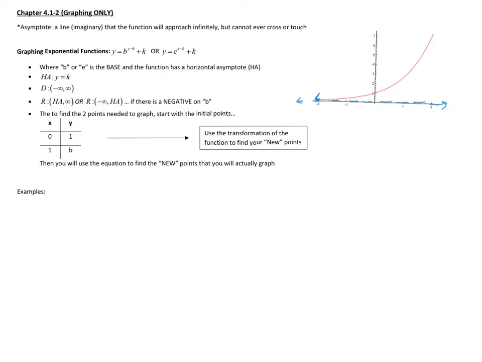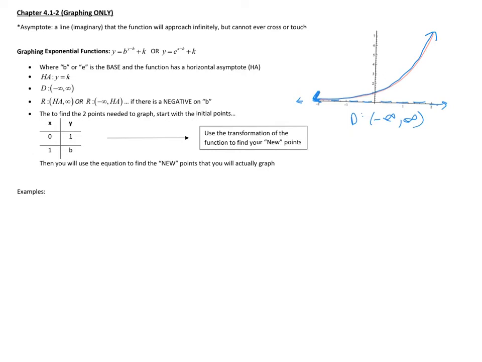Another thing that we want to notice about this function is that it's got a domain of all real numbers. We know that because we see that it's going off to the left to negative infinity, and as it goes to the right, it's going off to positive infinity. So my domain would be negative infinity to infinity, or all real numbers.